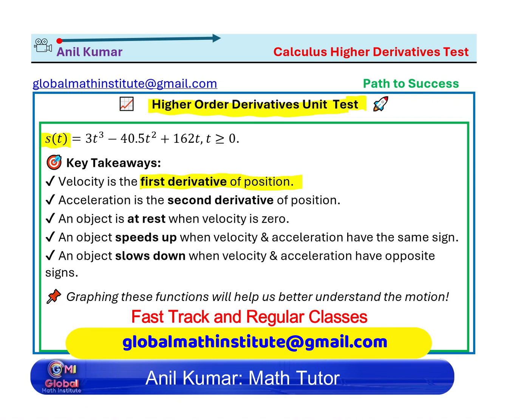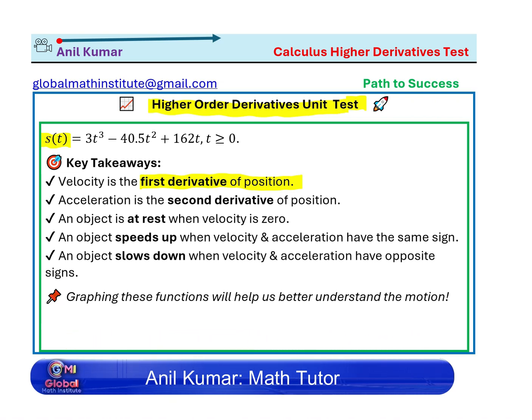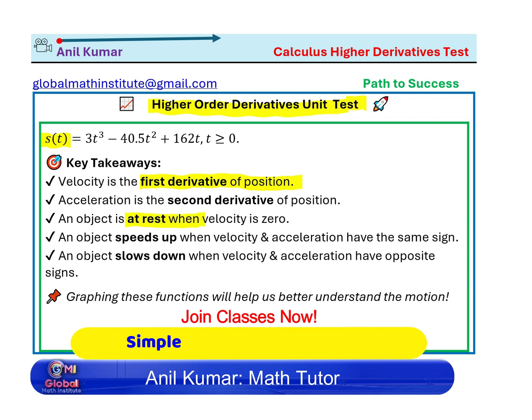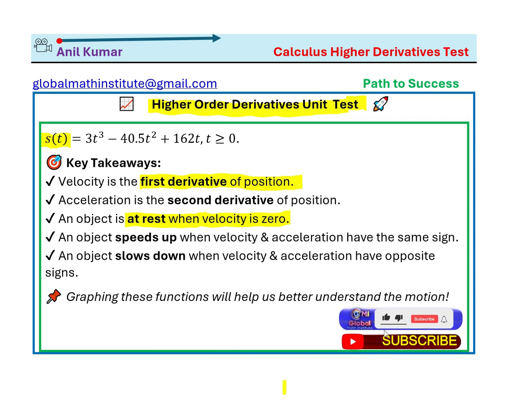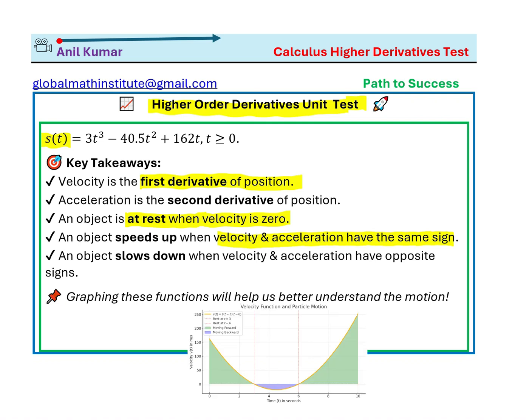That is the objective. With this simple example, we'll also understand when the object will be at rest. It will be at rest when the velocity is zero. Makes sense, correct? Then we have an object speeding up. Speeding up and slowing down are two other important aspects. The key to remember is that an object speeds up when the velocity and acceleration have the same sign, and it slows down when they have opposite signs. That means if you multiply the velocity and the acceleration and get something negative, the object is slowing down, right?